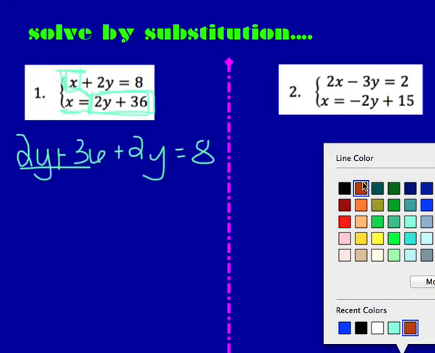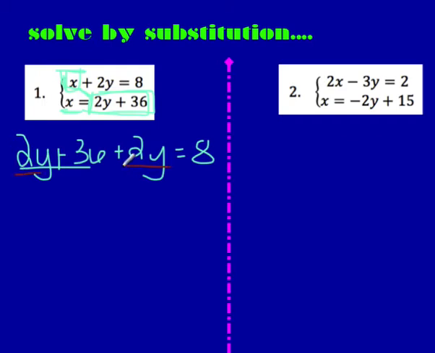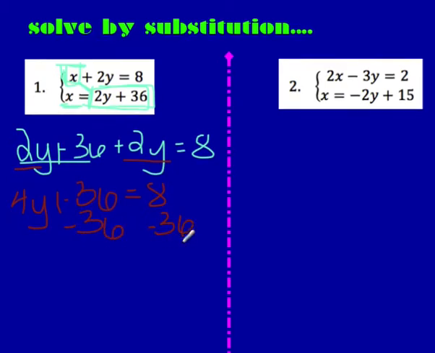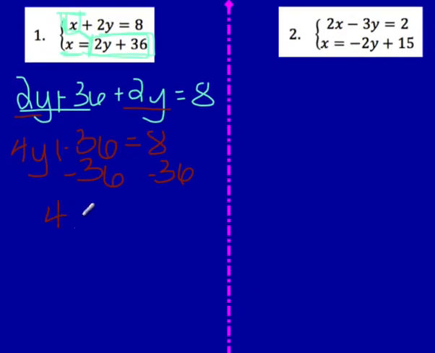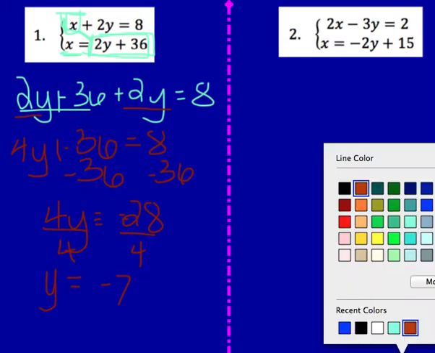Now I'm down to just the letter y, which means I can actually solve it. So 2y plus 2y is going to give me 4y plus 36 is equal to 8. Now I'm going to continue solving for y. I'm going to subtract 36 from both sides since we're adding, and then I get that 4y is equal to negative 28. Negative 28, good. Then we're going to divide both sides by 4, and we get that y is equal to negative 7. So now I know that y is negative 7.